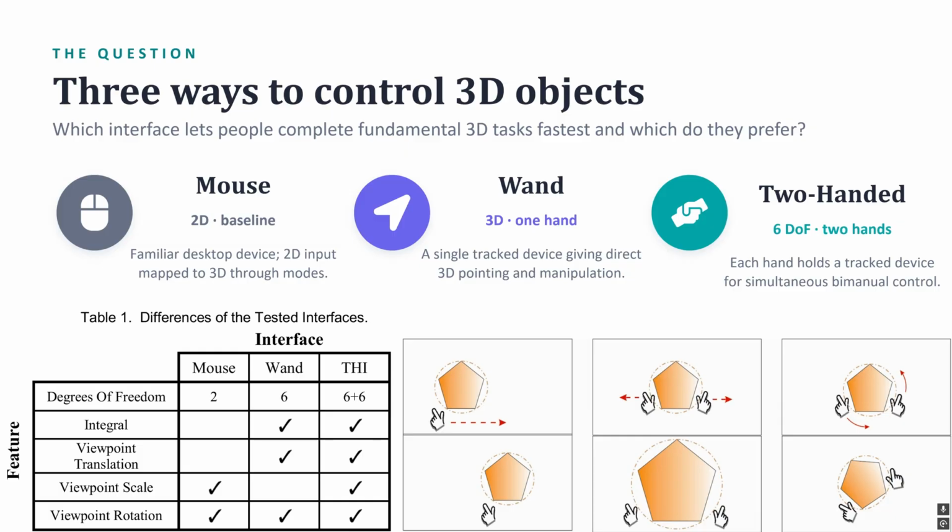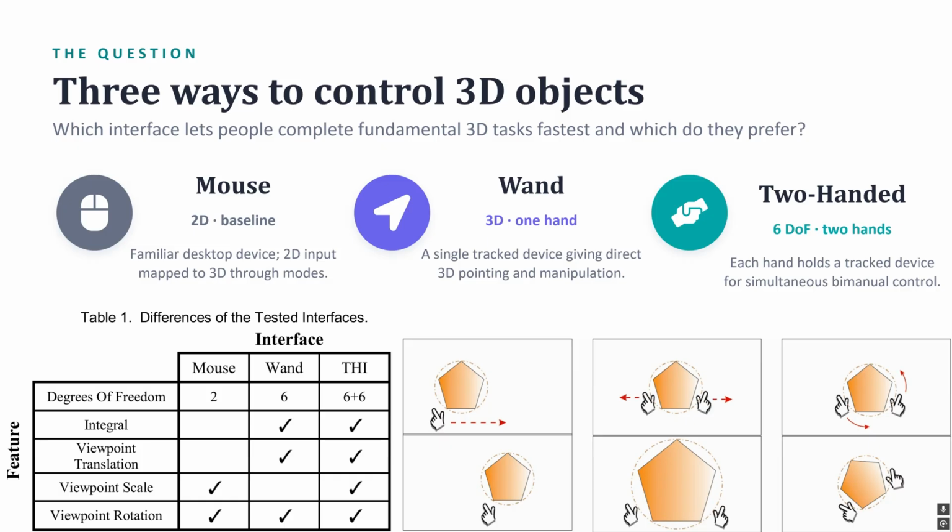So below, you can see the table from the paper explaining the interfaces and their capabilities. The degrees of freedom are the interfaces tracking in 2 dimensions or full 3 dimensions. The mouse is 2, meaning the x and the y axis. The wand is 6 because it's one-handed x, y, z axis, yaw, pitch, and roll rotation. And the two-handed interface, or THI, has the same thing as the wand, but in both hands. That's why it's 6 plus 6.